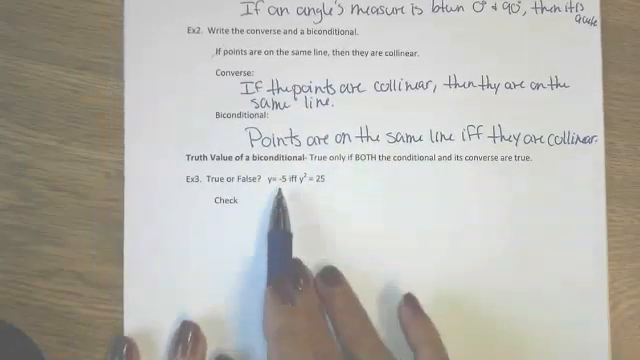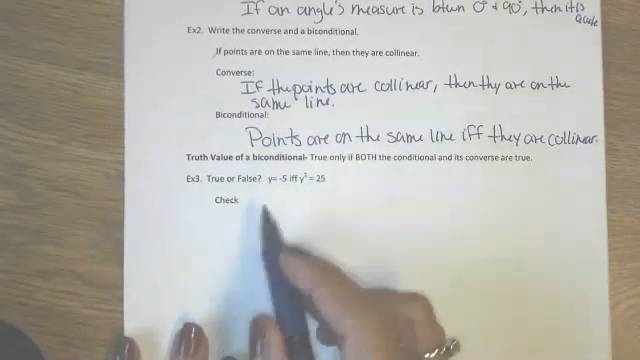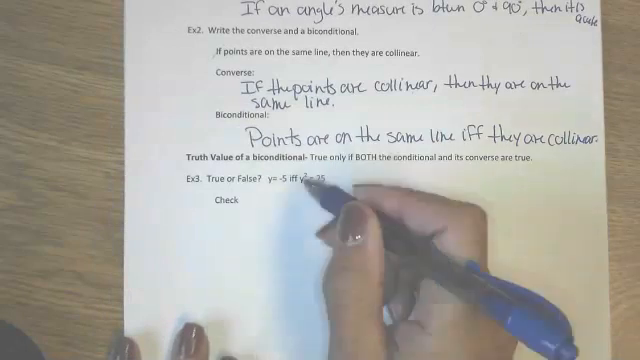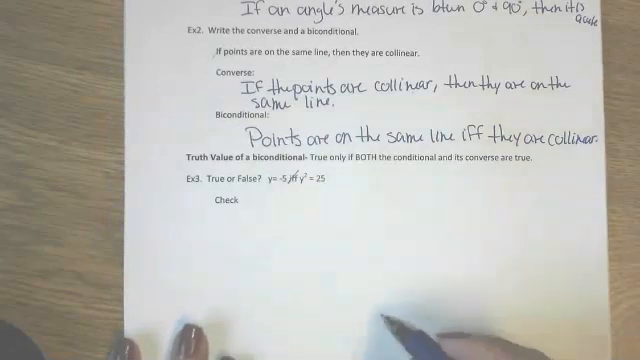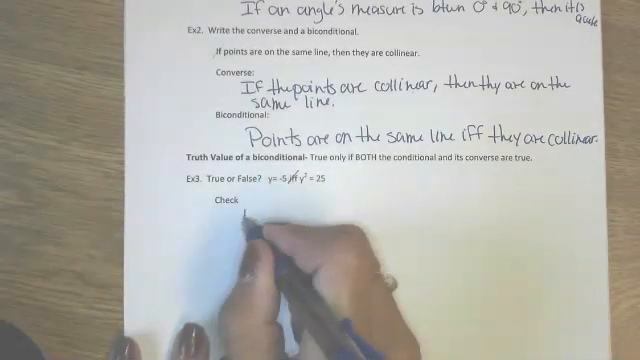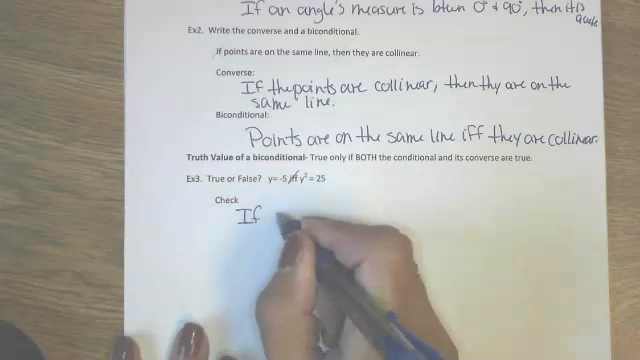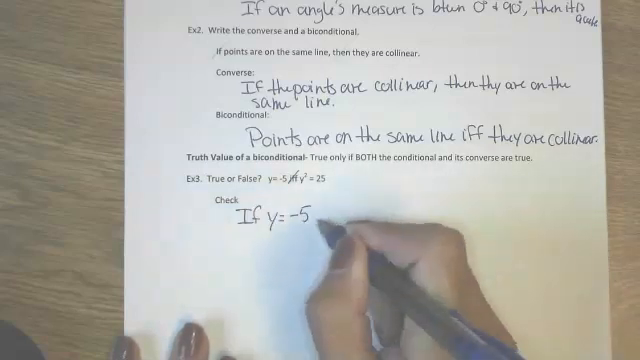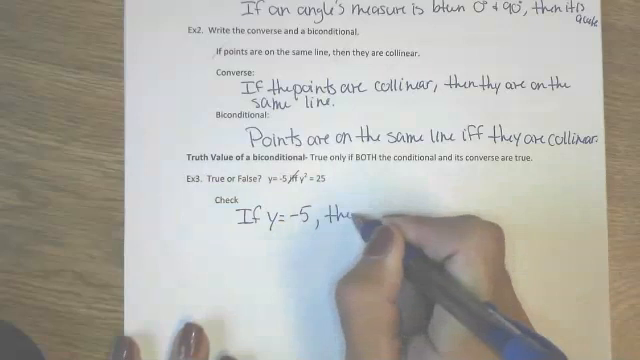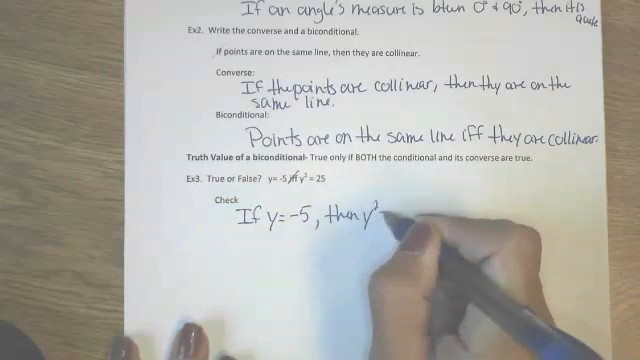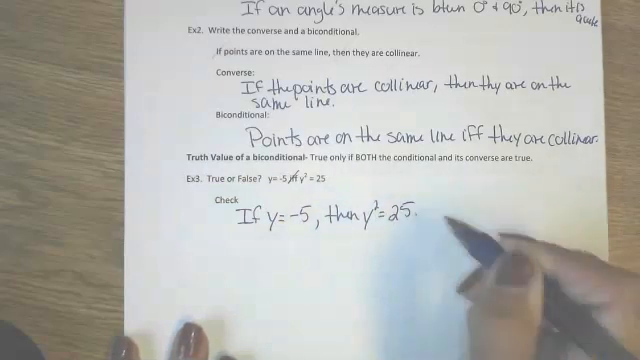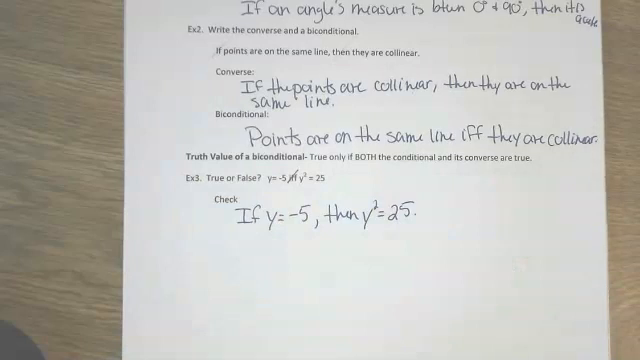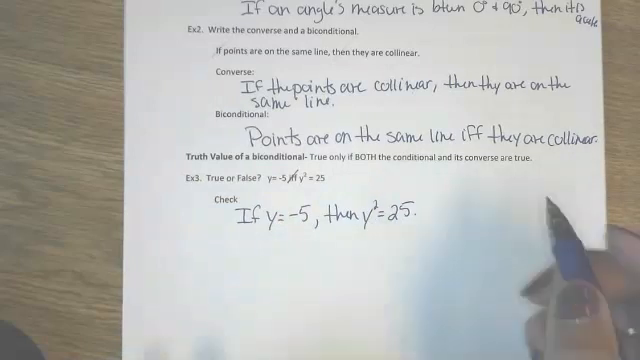So first, what you would want to do is write the first if-then. So we're going to throw away the if and only if. If y equals -5, then y squared would equal 25. Is that true or false? If y is -5, will y squared equal 25? That's true.